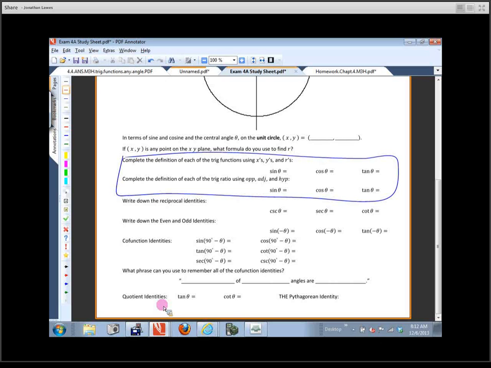So the quotient identity for tangent would be sine of theta over cosine of theta. Please don't just write sine over cosine. Remember, it doesn't mean anything without an argument, without an angle plugged into those. And then of course it's got a place for the Pythagorean identity. And these right here, the cofunction identities, are taken directly from your notes. So if you were paying attention and following along, you should have that in your notes. Any questions?